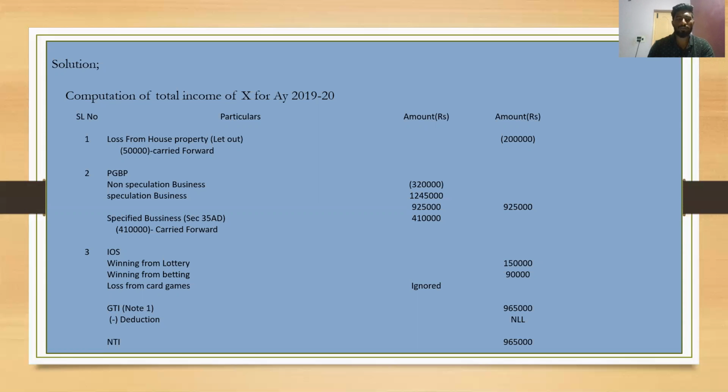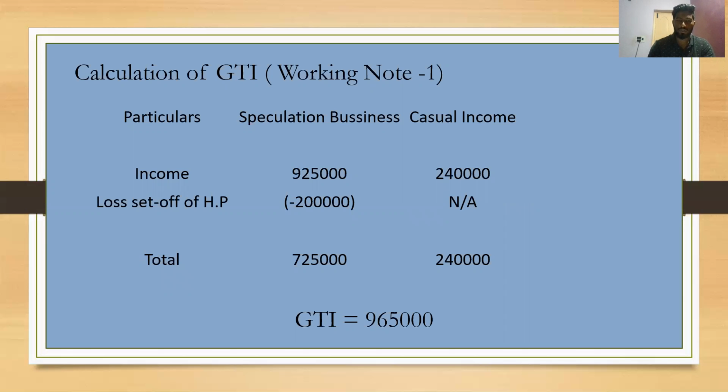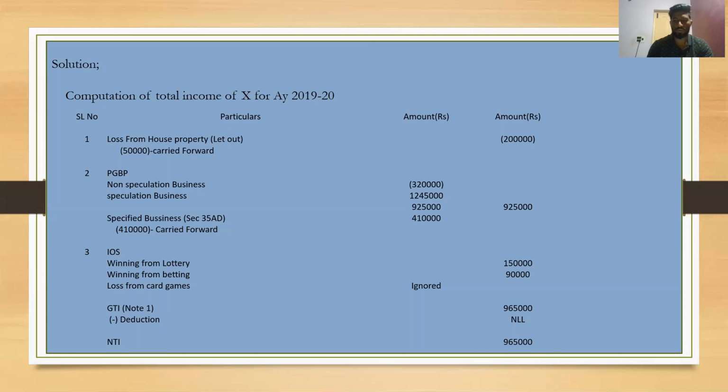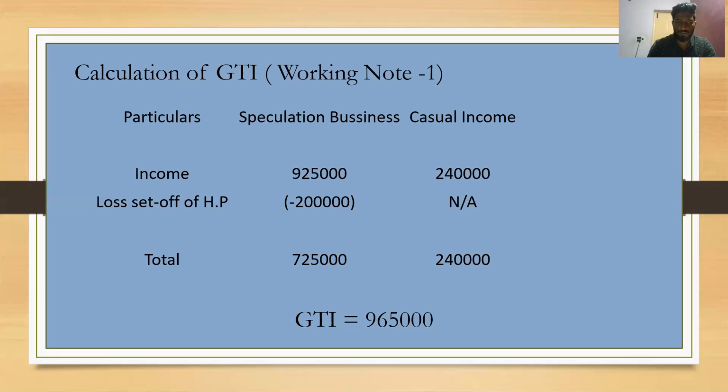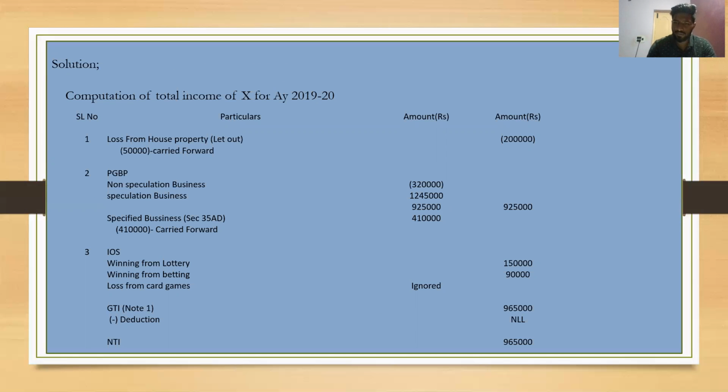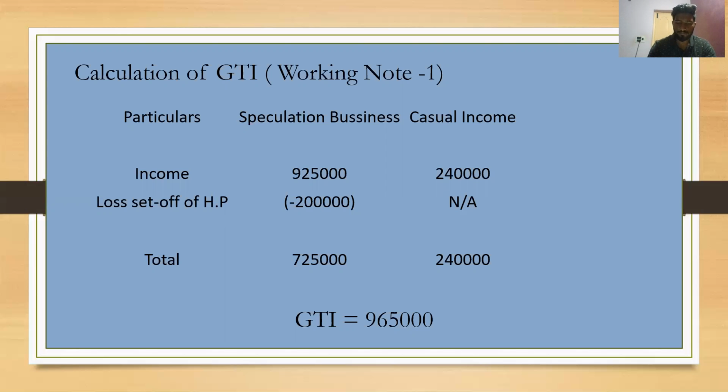So what are the incomes? Winning from lottery, winning from betting. We have both incomes. The amount we had as profit was 9,25,000, which I have written here as income. And the casual income right now is 1,50,000 plus 90,000, which amounts to 2,40,000. So the total income is 9,25,000 in speculation business and 2,40,000 in casual income.